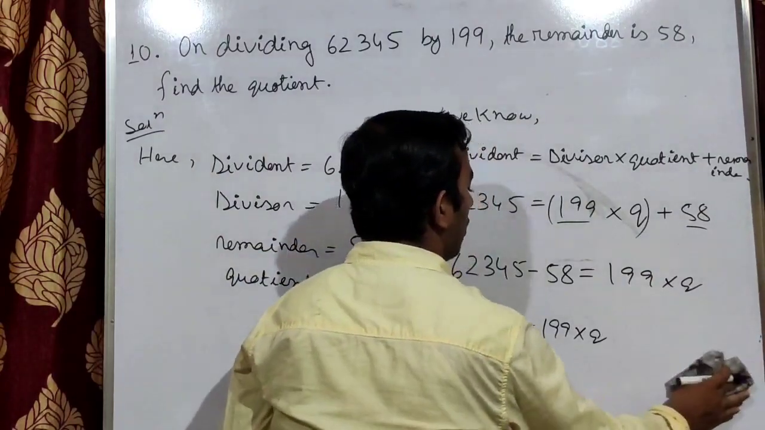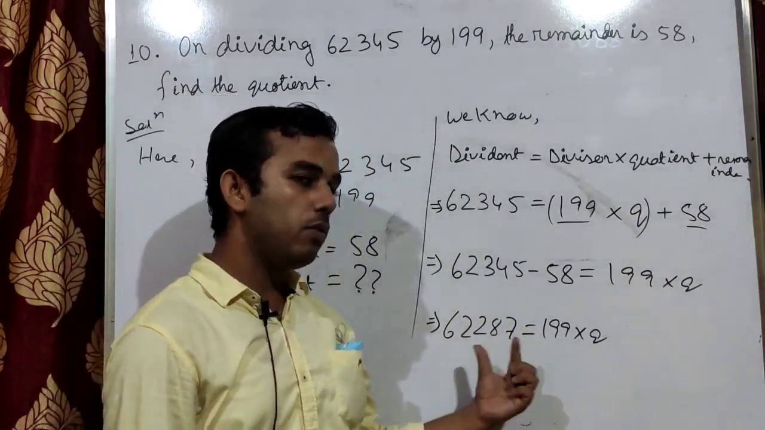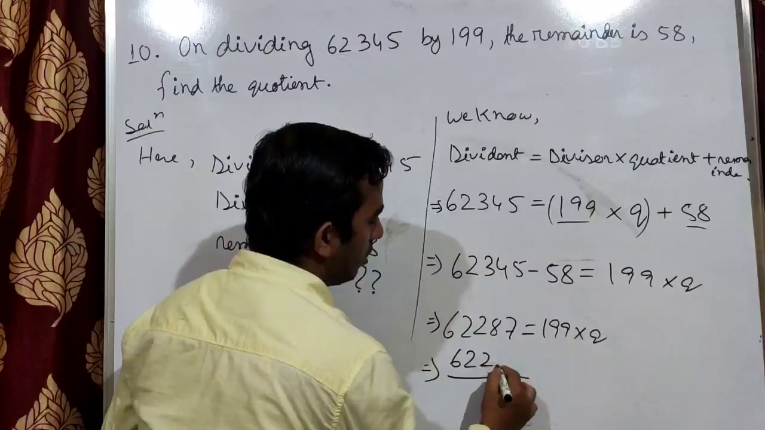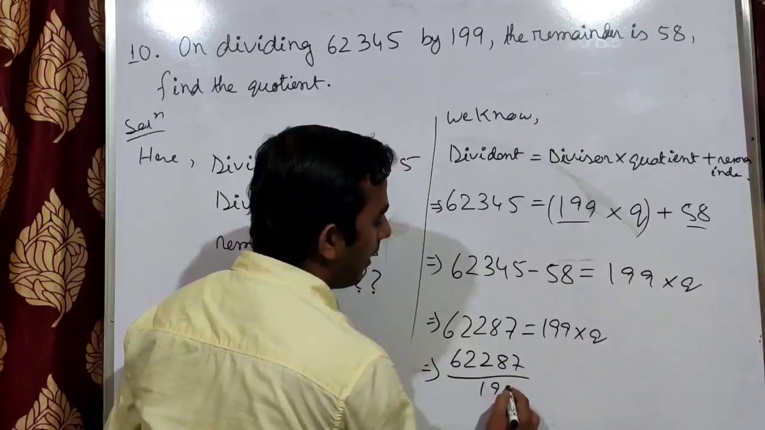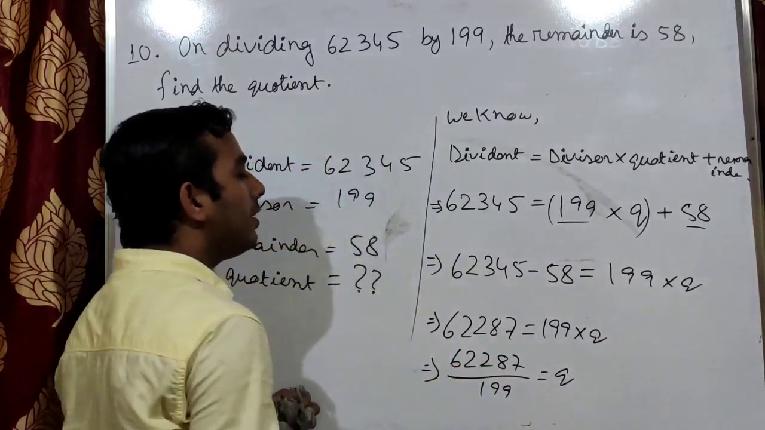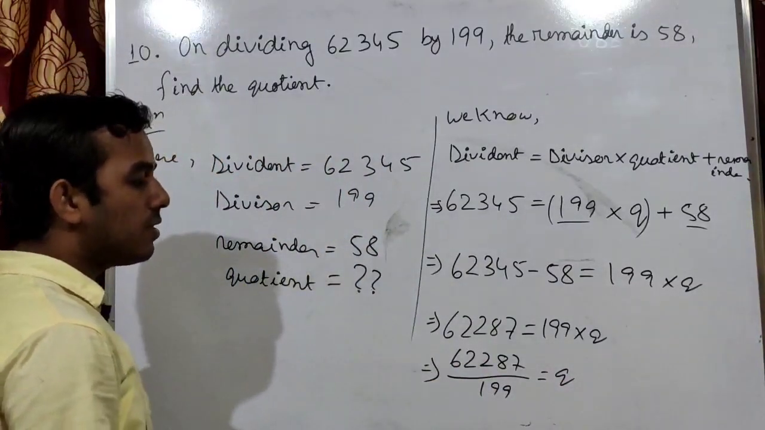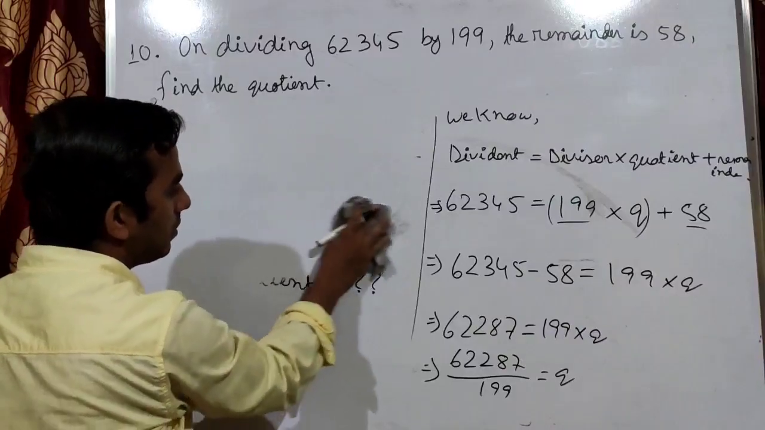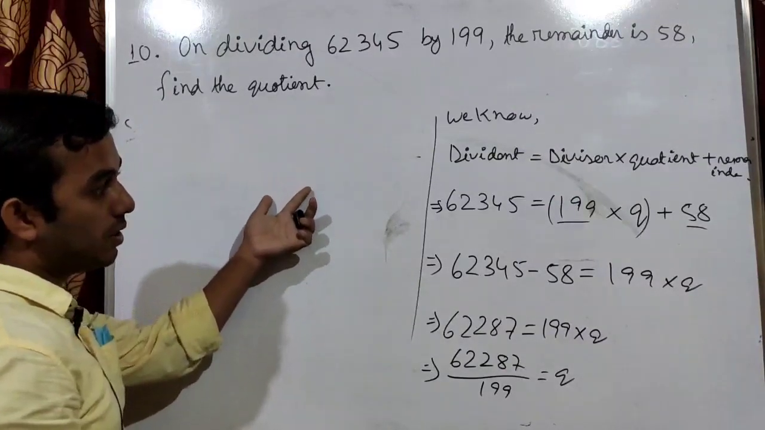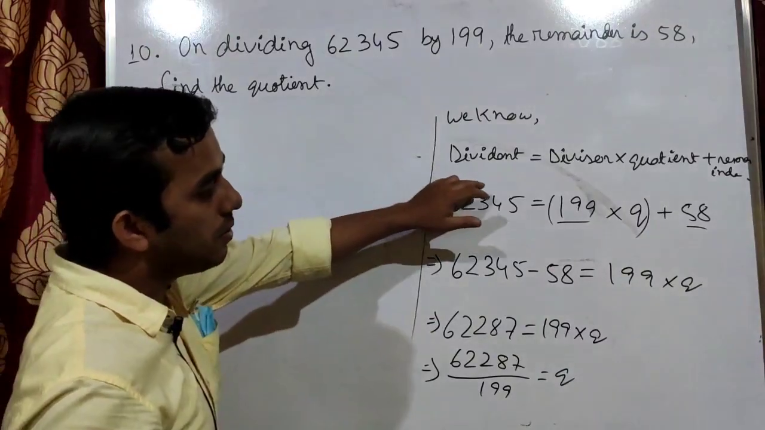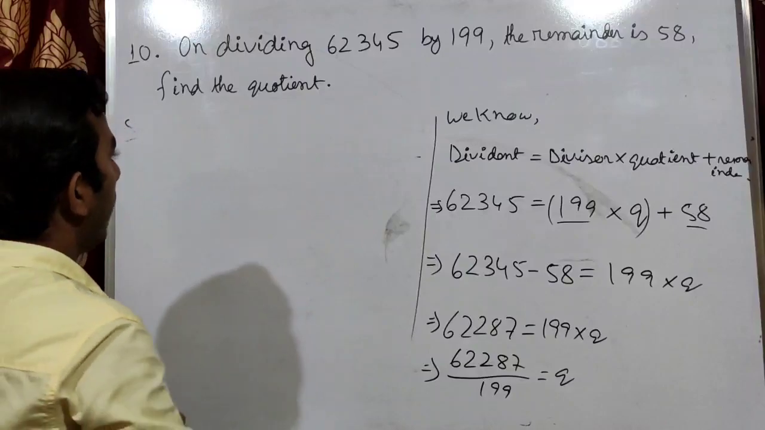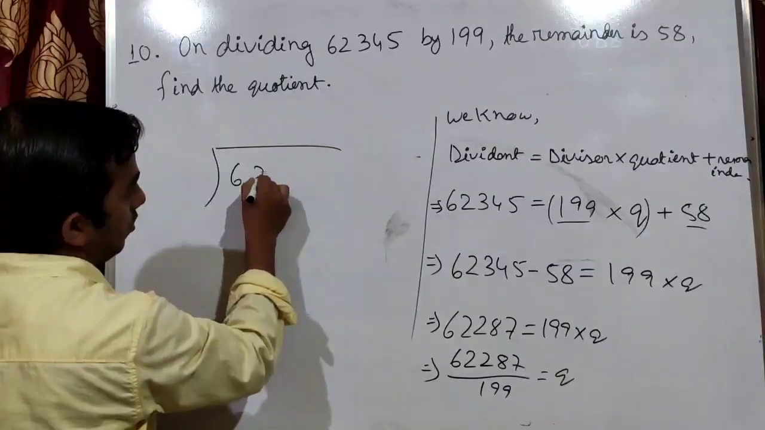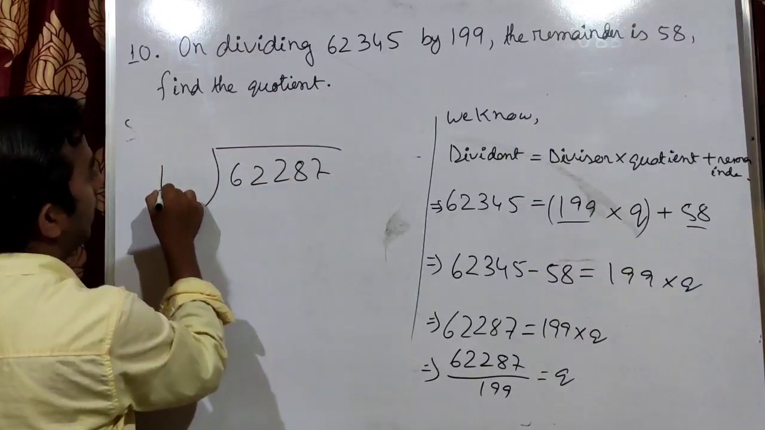Clear? Now, in our previous question, I told you that when there is multiplication, if we change the side, it becomes division. So our next line will be 62,287 divided by 199 equals q. So now let us divide 62,287 by 199. First of all, you have to write what I have just erased, then you will divide.